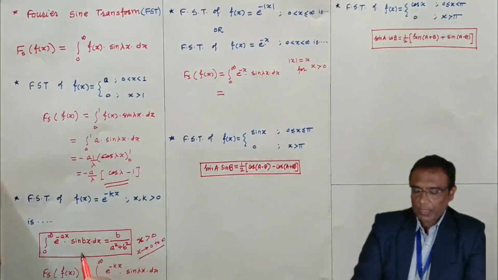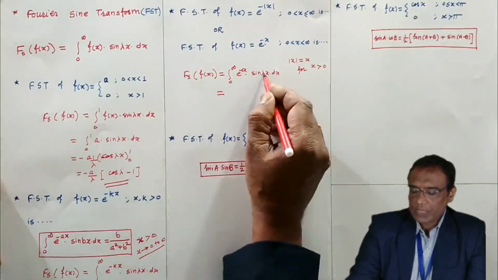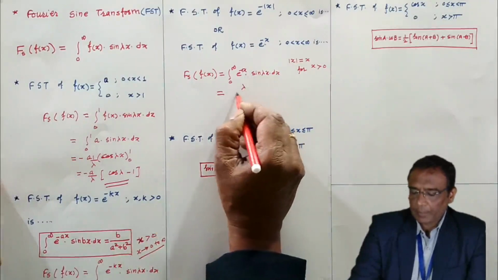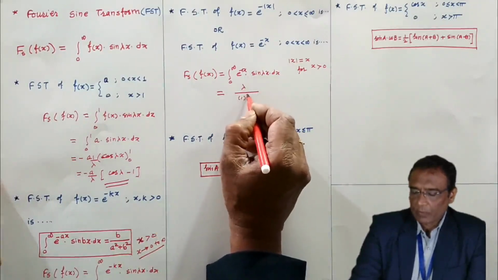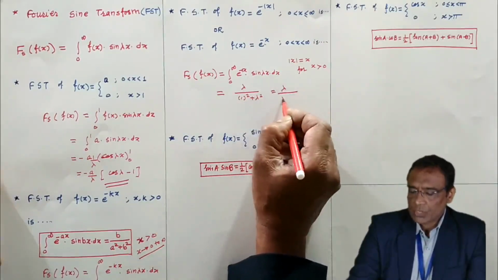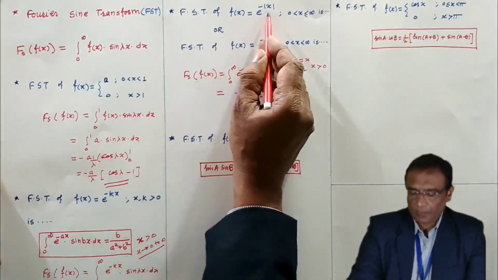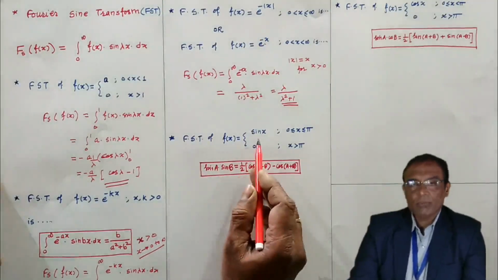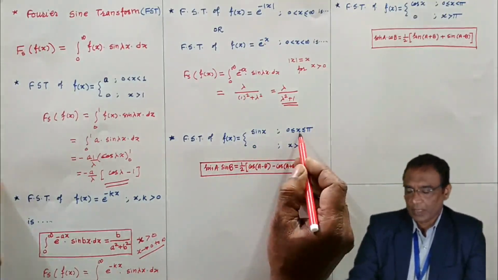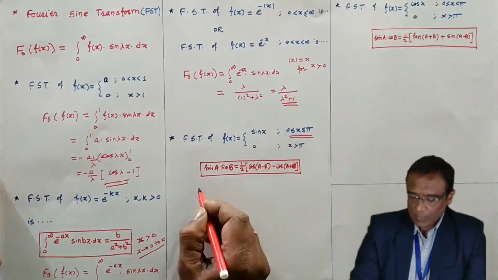Now use this formula again: e to the power minus ax, a is 1, b is lambda. Therefore, using this formula, b divided by a square plus b square, lambda by lambda square plus 1 is the Fourier sine transform of this function, for this range. Because x is defined for 0 to pi, this given range is important.